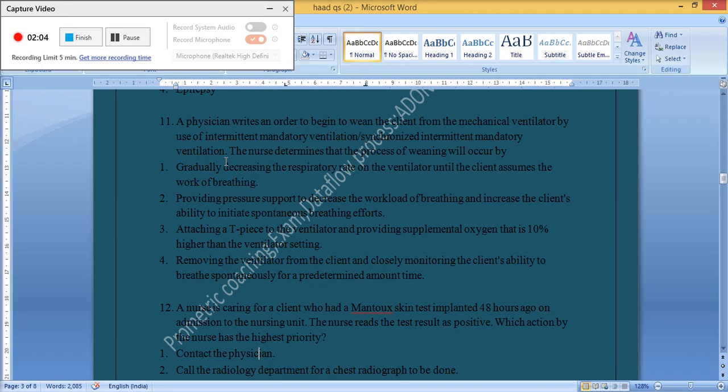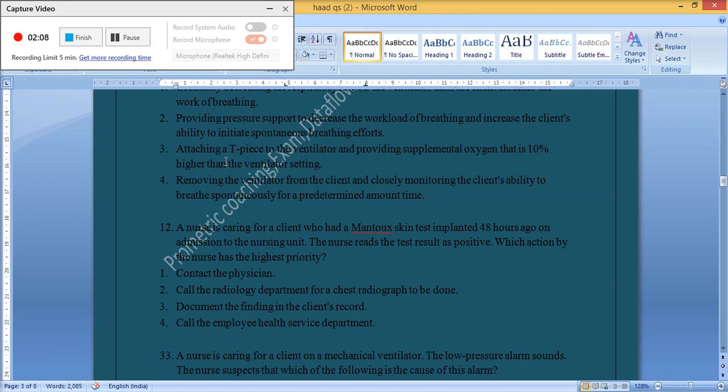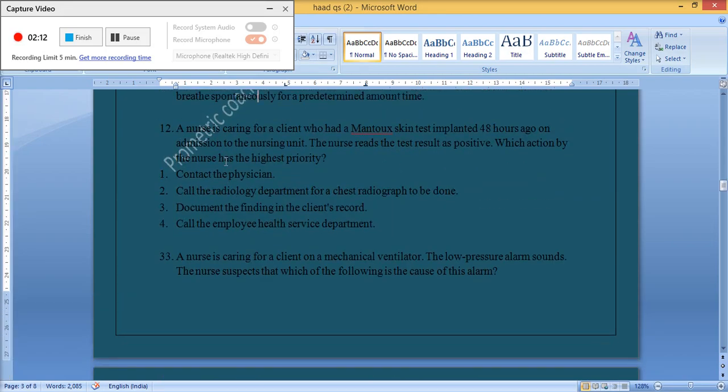12. A nurse is caring for a client who had a Mantoux skin test implanted 48 hours ago. On admission to the nursing unit, the nurse reads the test result as positive. Which action by the nurse has the highest priority? 1. Contact the physician. 2. Call the radiology department and request a chest radiography to be done. 3. Document the finding in the client's record. 4. Call the employee health service department. The correct answer is 1. Contact the physician.